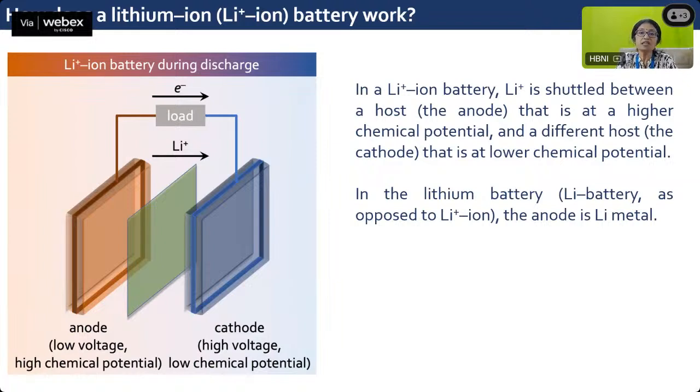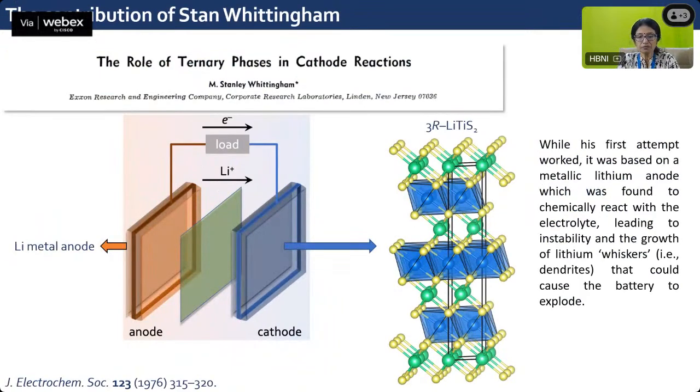So what happens in a lithium-ion battery? The lithium ion is shuttled between a host, which is the anode, at a higher chemical potential, and a different host, the cathode, at a lower chemical potential. In a lithium battery, as opposed to a lithium-ion battery, the anode is lithium metal. So remember, there is a lithium-ion battery and there is a lithium battery. When you're talking about a lithium battery, the anode is lithium, whereas in a lithium-ion battery, the anode is nothing but graphite. The commercial lithium-ion batteries have graphite as the anode.